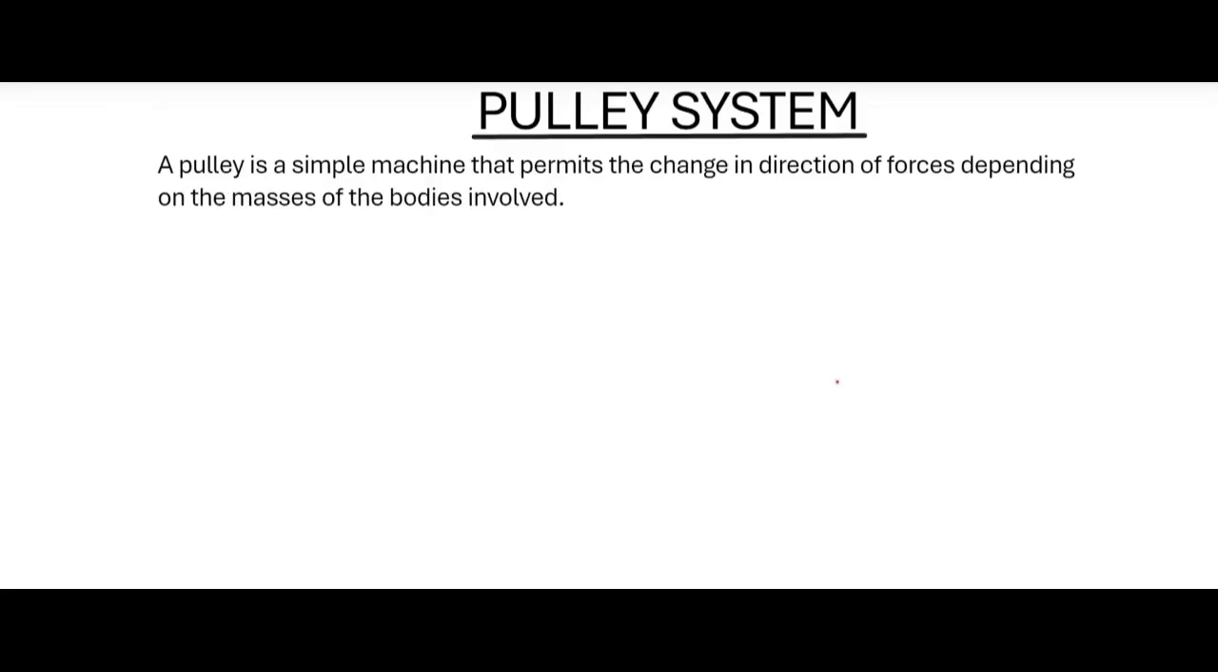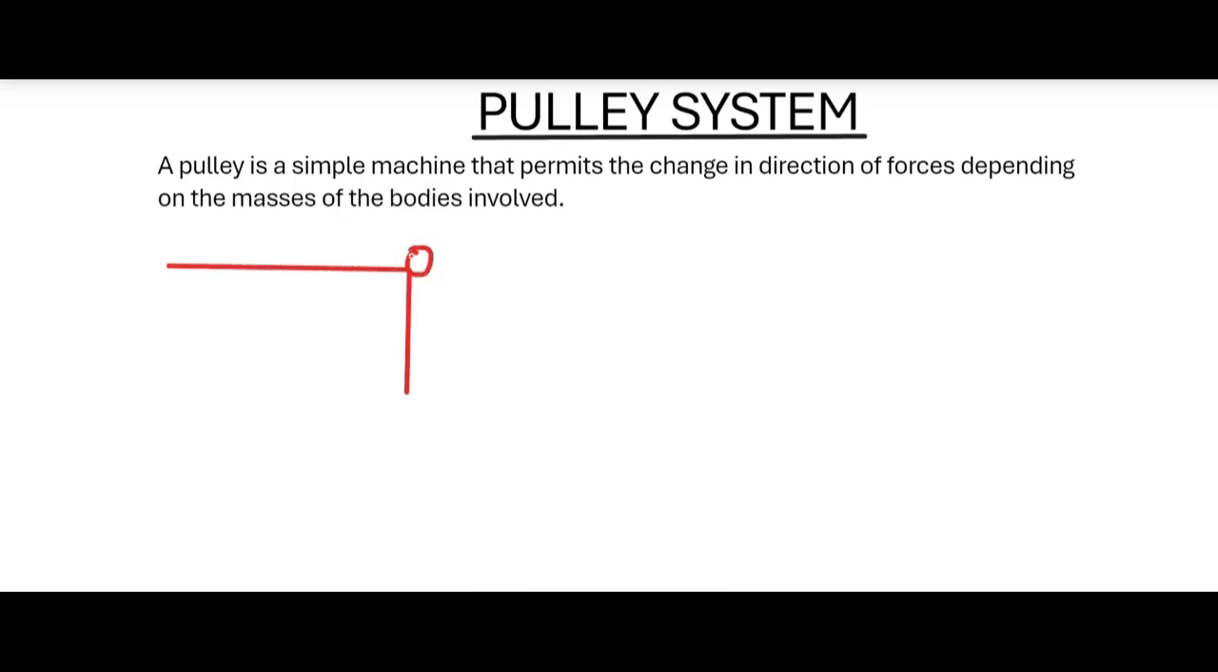The pulley system. What's a pulley? A pulley is a simple machine that permits the change in direction of forces depending on the masses of the bodies involved. The pulley we're actually talking about here is just a wheel upon which a rope is tied, and to each end of this rope or a string is a mass. Right. So let's have the scenario.